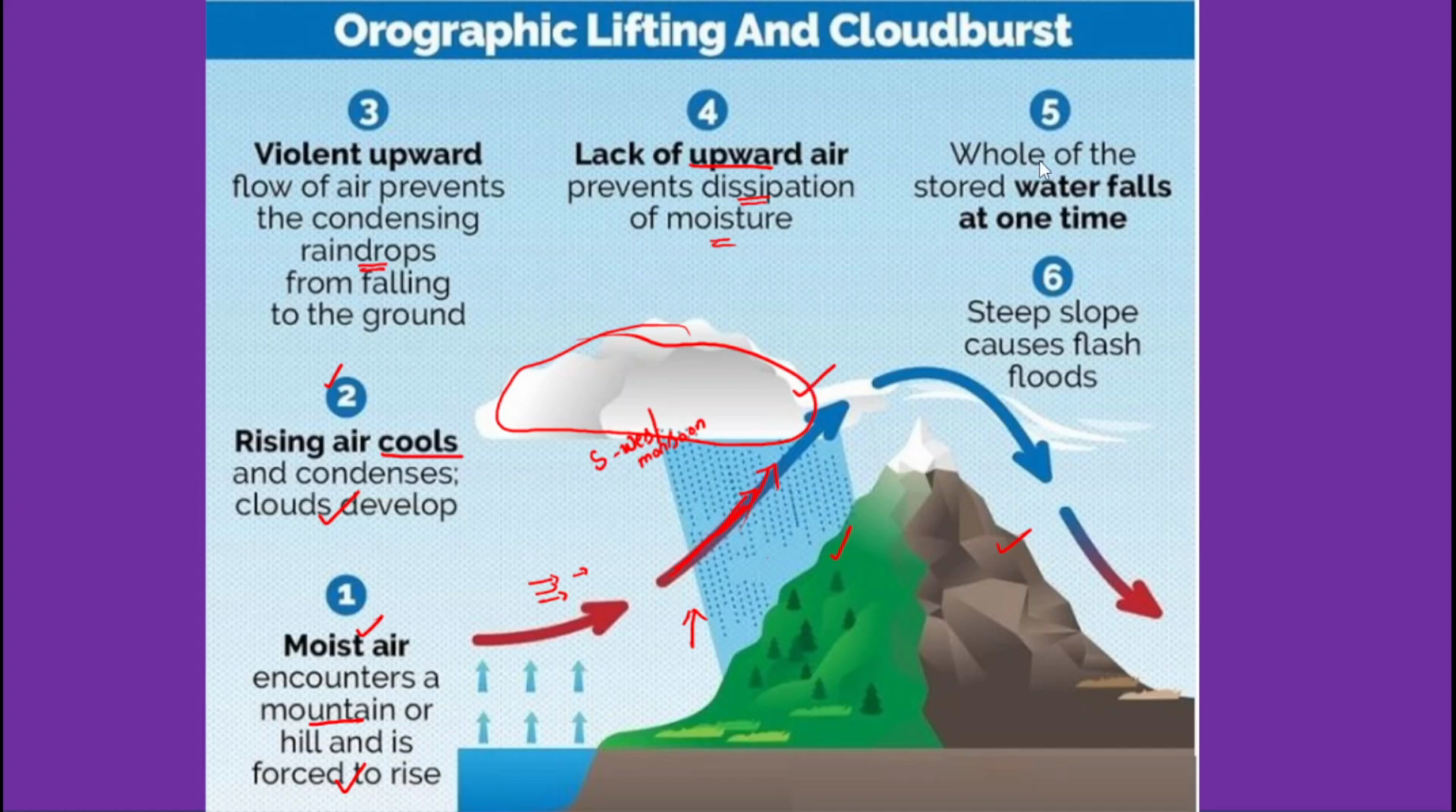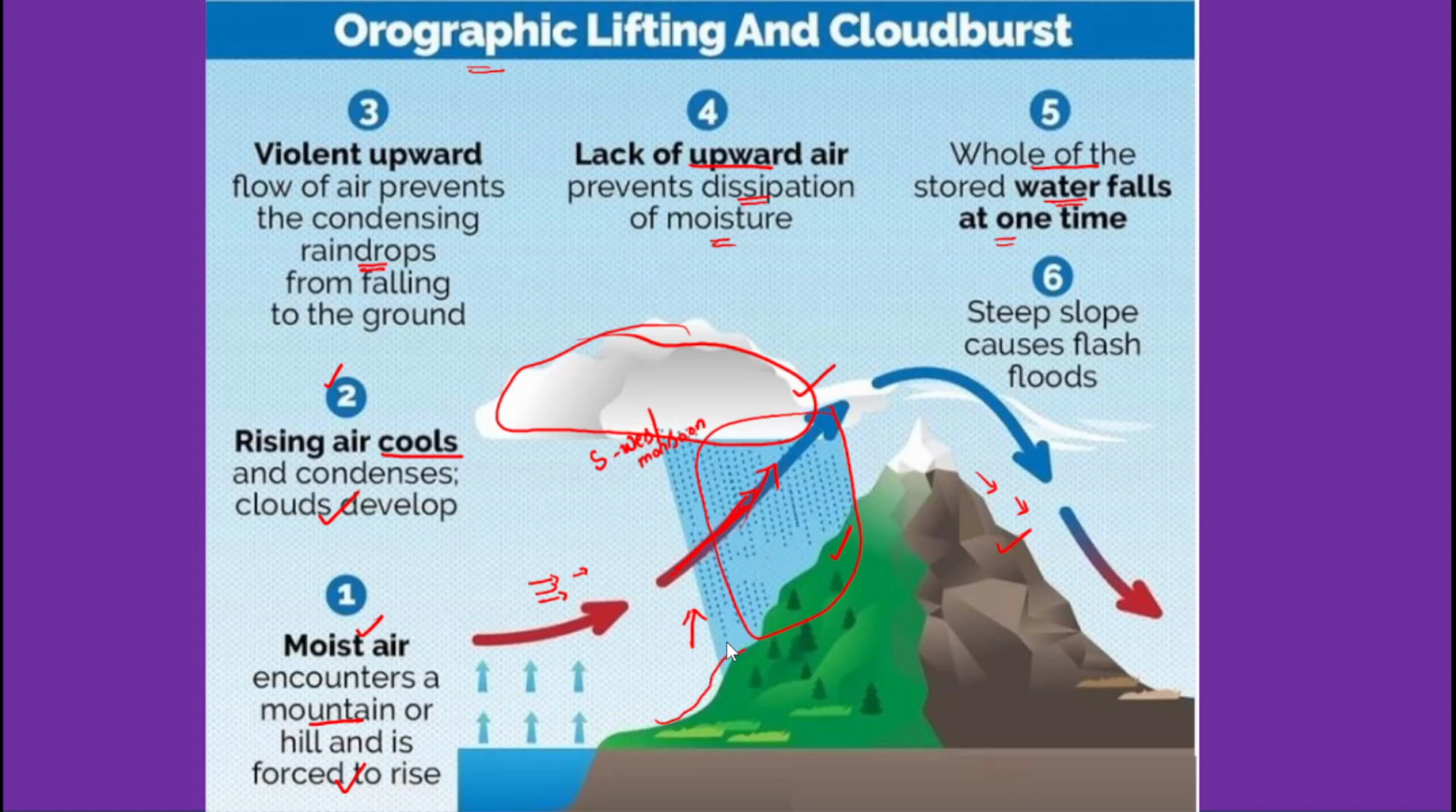So in the fifth phase, the whole of the stored water falls at one single time over one particular area. Secondly, when these mountains have steep slopes, because of such heavy rainfall, this huge amount of water flows at a rapid pace, and this is how the cloudburst usually takes place. This phenomenon is called orographic lifting. What is orographic lifting?